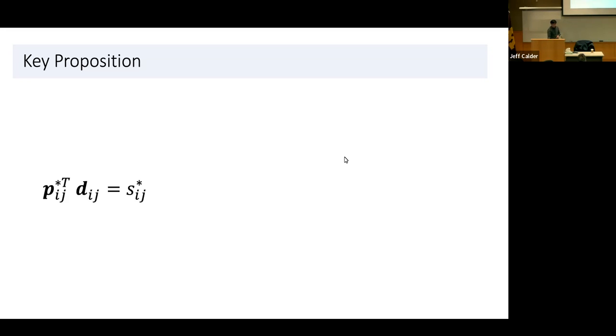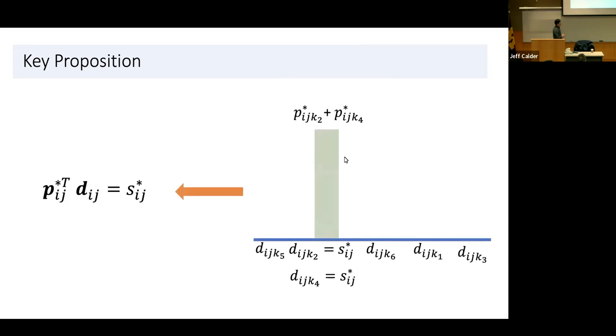So first, for the first constraint, it's pretty simple because Pij star means you have a probability mass that concentrates on good cycles, and if you do the inner product with this Dij, we know by the proposition that good cycles give the exact estimate, you automatically get Sij star.